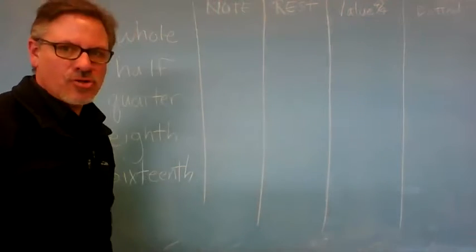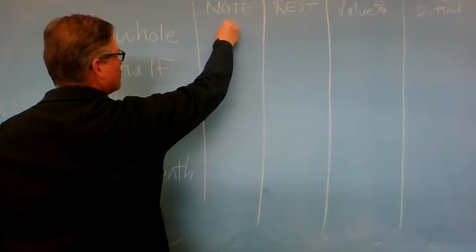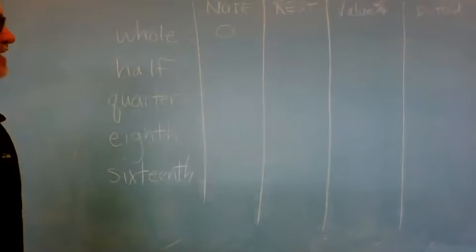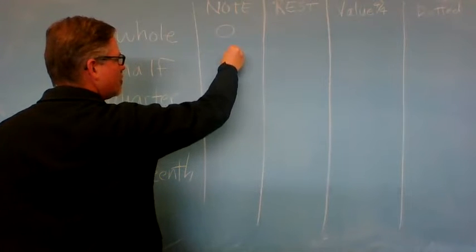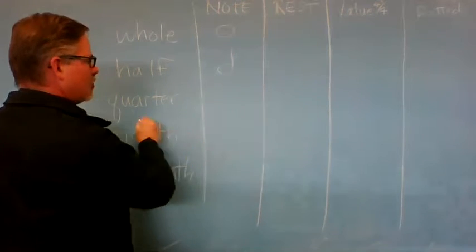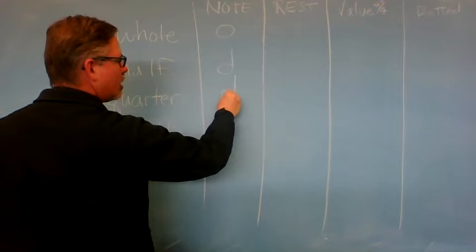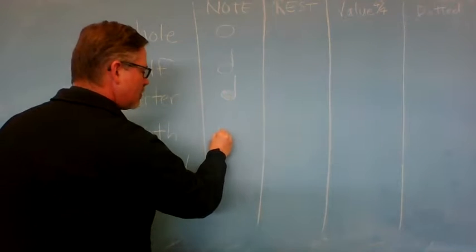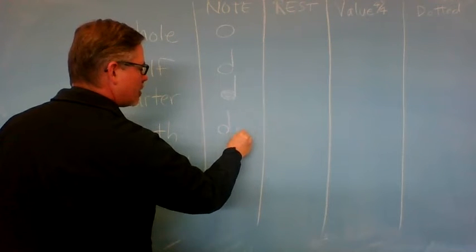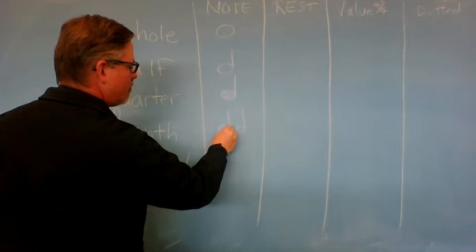First thing we do is draw the note. We have a whole note, which is an open oval like that. The half note would be an open oval with a stem. The quarter note would be an open oval with a stem, but we darken in that oval. The eighth note, I'm drawing two eighth notes that are connected with a flag, as opposed to the single eighth note.